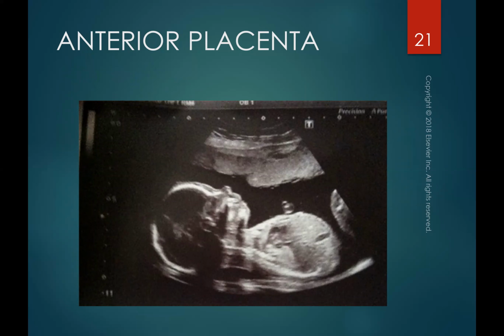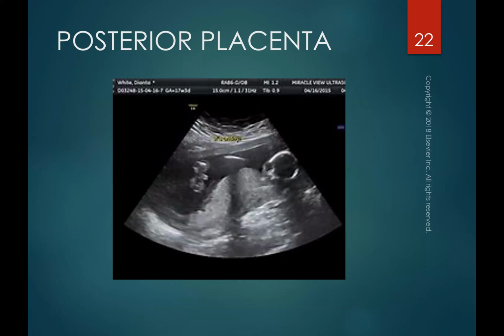So this is an anterior placenta. Look at this cute little baby, little profile of the baby. And the placenta is this hypoechoic mass right here, easy to see. And this is on top of the baby. So this would be considered an anterior placenta. This is a posterior placenta, which is on the bottom. So this is towards the skin of the mom. This is towards the spine. The posterior placenta is on the backside of the uterus.